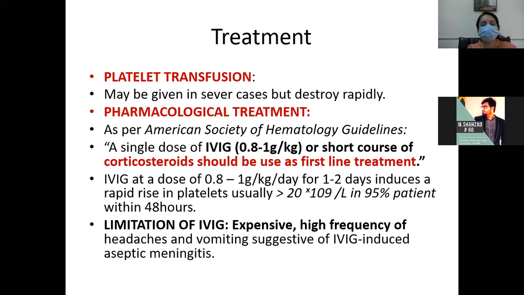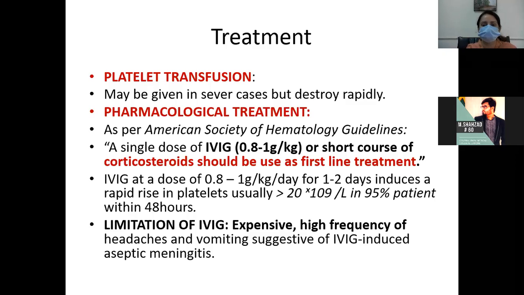For platelets, what can be the immediate treatment? We can give platelet transfusion in this patient. It may be given in severe cases, but not in mild and moderate cases. If there is severe anemia, or a history of bleeding or severe bleeding, then we should transfuse platelets in these patients. But these will be destroyed rapidly because antibodies will also attach to these transfused platelets and destroy them.